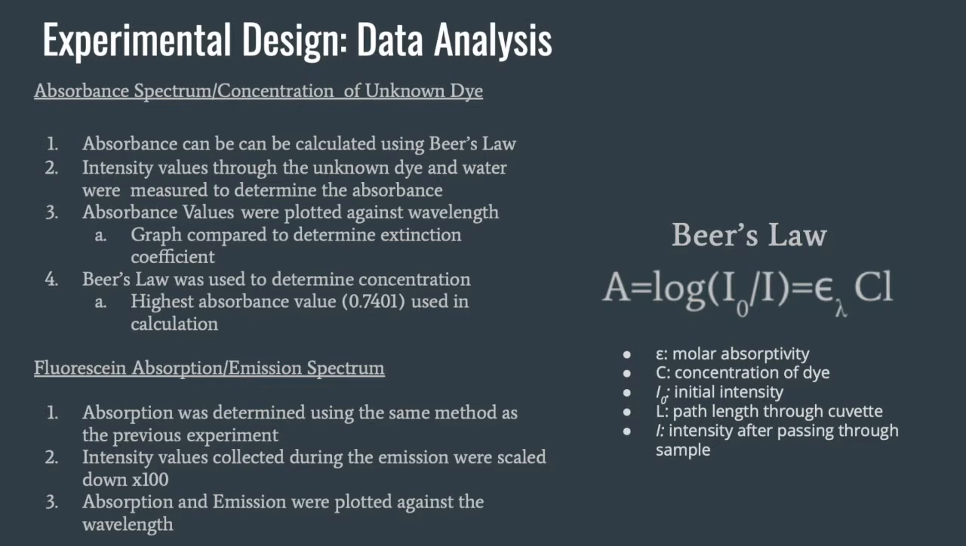The maximum absorbance value was then divided by the extinction coefficient and path length through the cuvette to determine the concentration. The fluorescein absorption was calculated the same way as the unknown dye. The intensity values collected through the emission were scaled down and plotted with the absorption against the wavelength to analyze the trend.